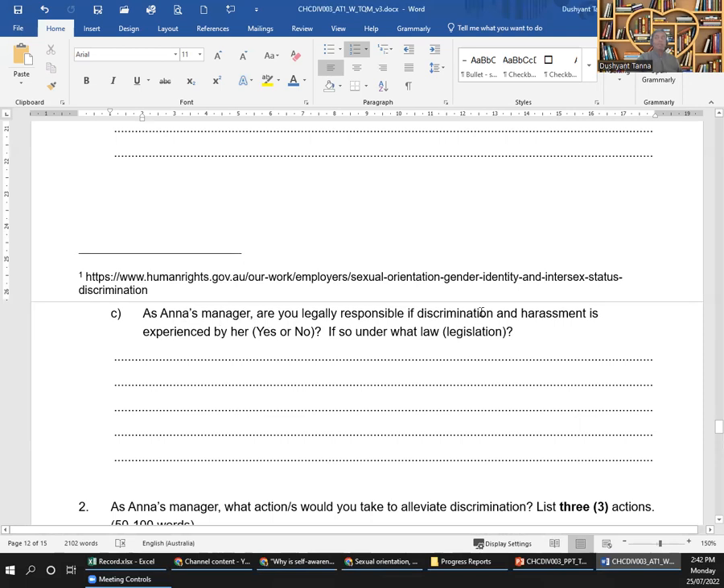As an app manager, are you legally responsible? Yes, you are. That's the job of a manager, to manage the employee. Yeah, to take care of the people. If someone is feeling threatened or discriminated against, you should raise it. If you can solve it at your end, good. If you can't, raise it to HR, raise it to the higher management. But that's your job. That's what you should be doing, right?